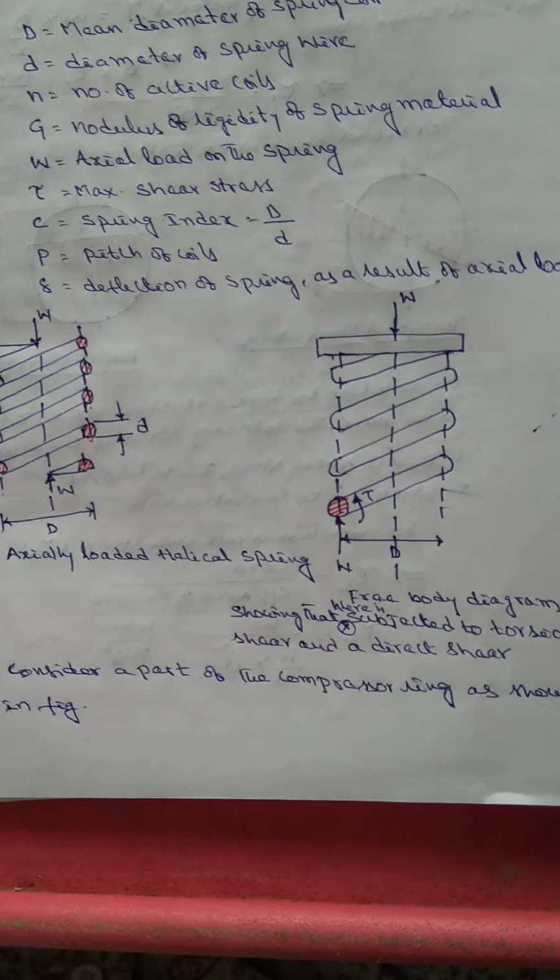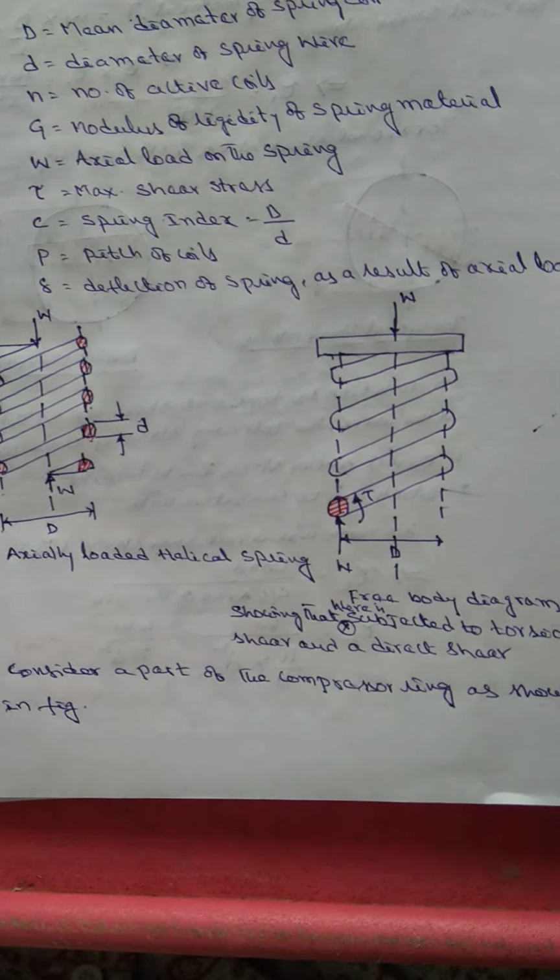We know, as we already learned in applied mechanics, that T is equal to W into D by 2, that is equal to pi by 16 into stress into d cube. Now the torsional shear stress tau 1 is equal to 16 WD divided by 2 into pi into d cube, so tau 1 is equal to 8WD by pi d cube. That is considered as equation 1. We are going to show the sectional shear stress in these two figures.